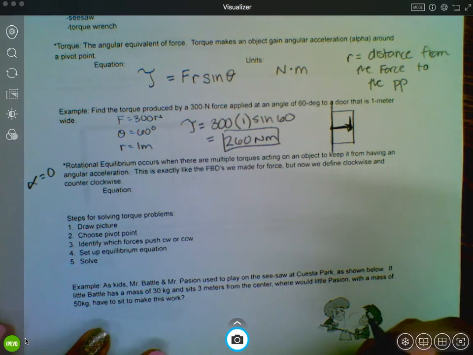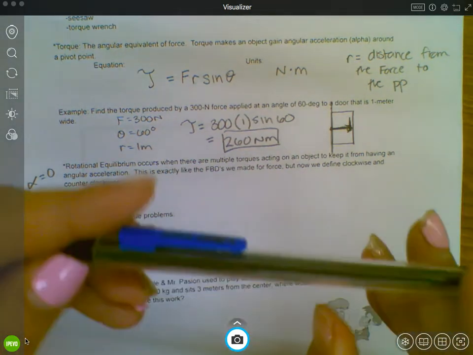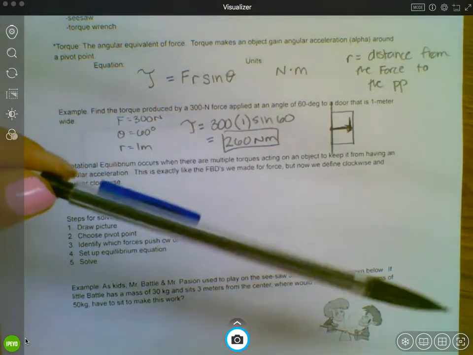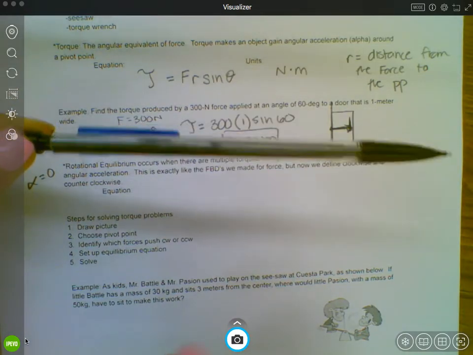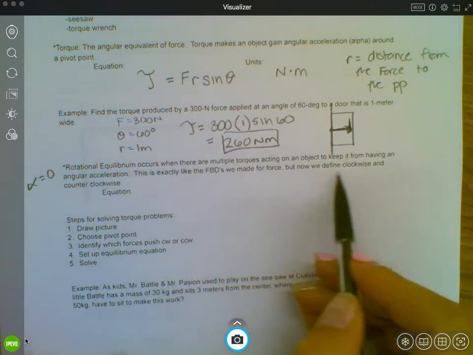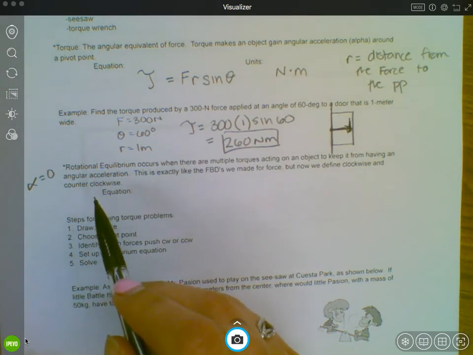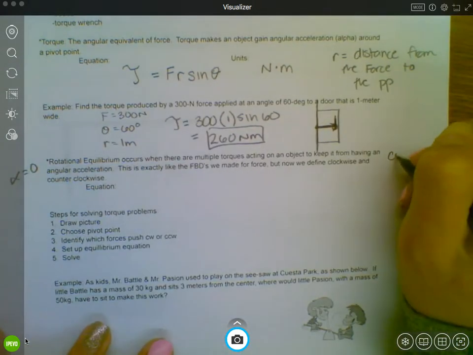Meaning that there is no acceleration, meaning the thing is not rotating. It's just sitting still. This is exactly like the free body diagrams we made for force, but now we define clockwise and counterclockwise direction.